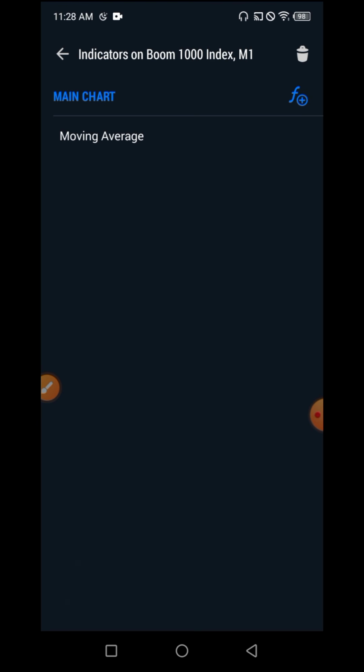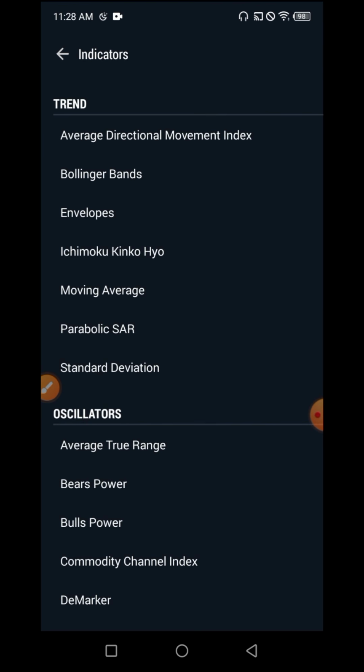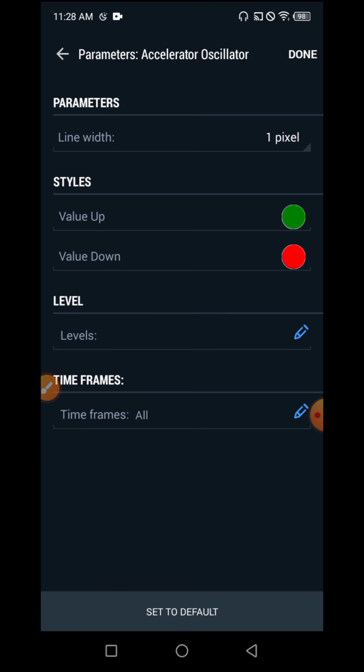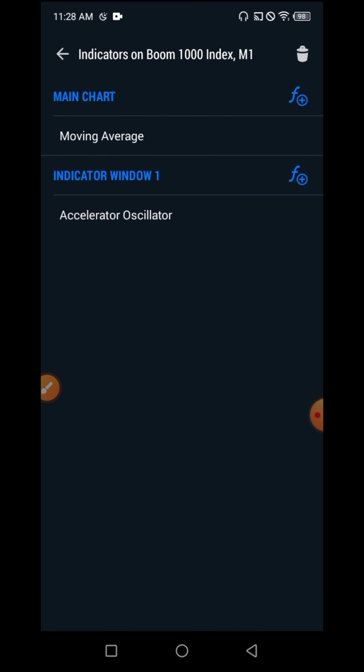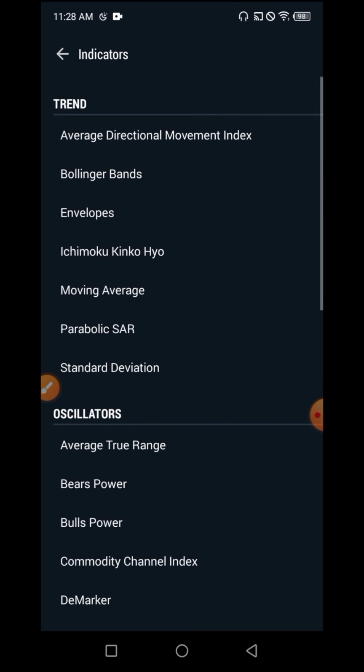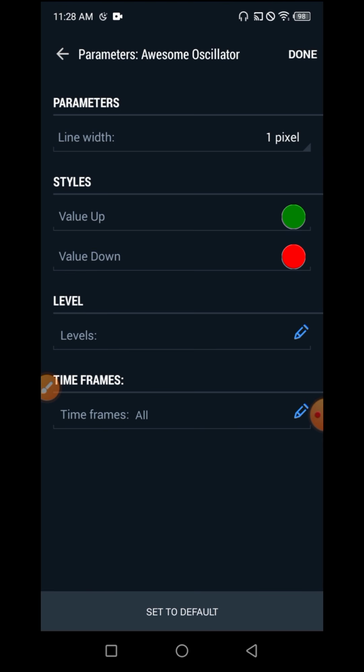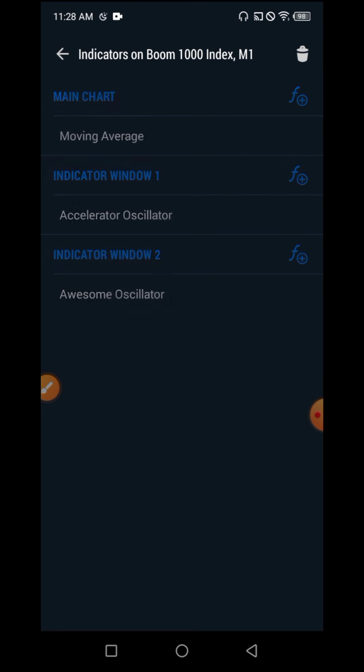Then on our window one indicator, we have the accelerator, default settings, you click done. Then the next indicator on our window 2 is the awesome oscillator. You click default settings, done.